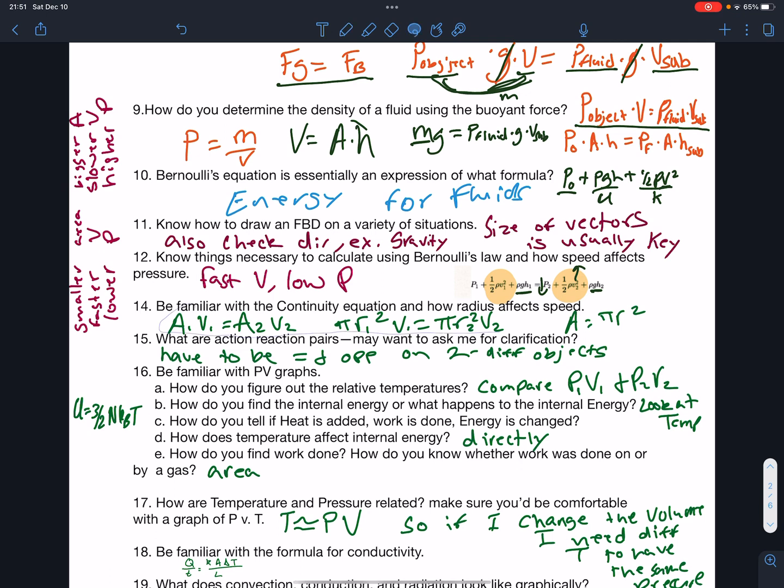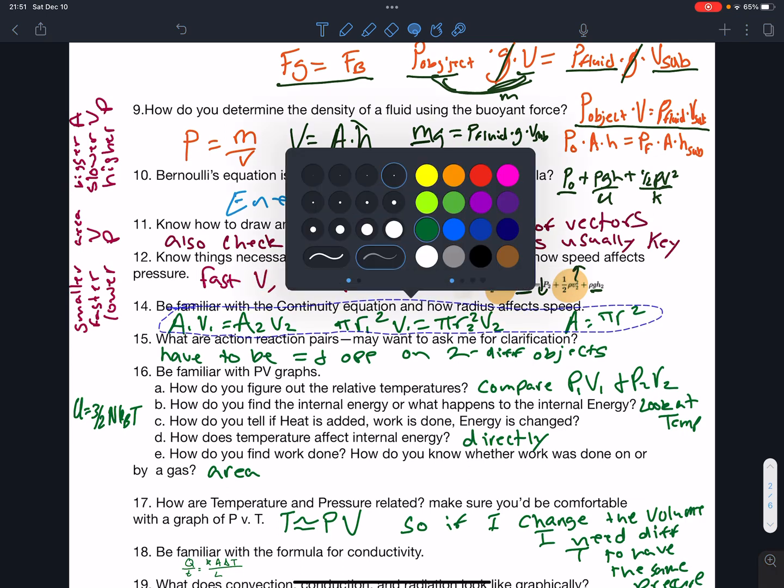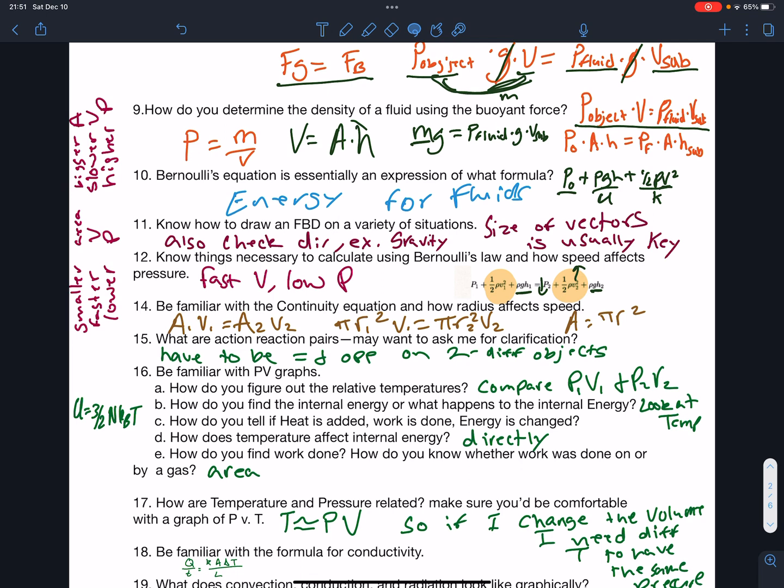Be familiar with the continuity equation and how it affects speed. Briefly, just note that, for example, A1V1 is equal to A2V2. This is area 1 times velocity 1 is equal to area 2 times velocity 2. Again, if you change the area, that's going to either increase or decrease the velocity, which could in turn increase or decrease the pressure. A smaller area means you're going to have a bigger.